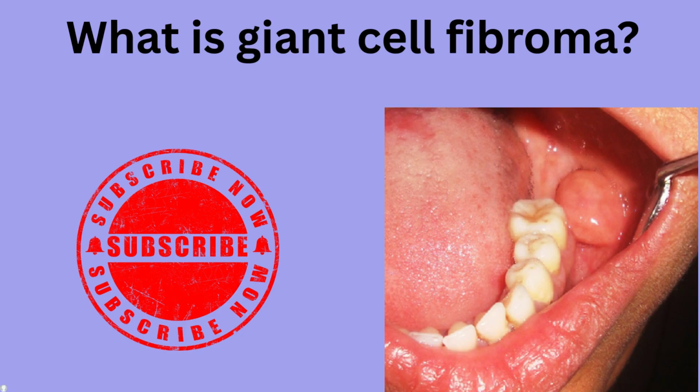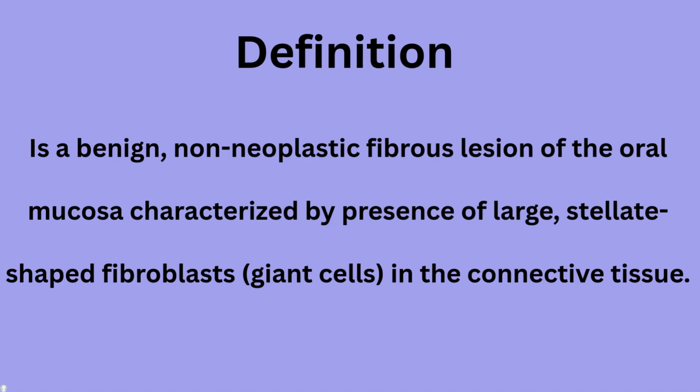Let's start now with the definition. Giant cell fibroma is a benign, non-neoplastic fibrous lesion of the oral mucosa that is characterized by the presence of large, stellate-shaped fibroblasts, giant cells, in the connective tissue. As the name suggests, giant cells plus fibroma equal fibroblast cells that are present in the histopathological feature, which I'll show you in a couple of minutes.